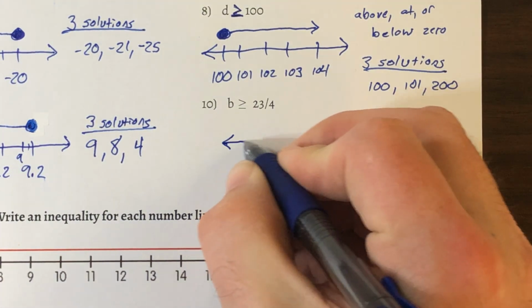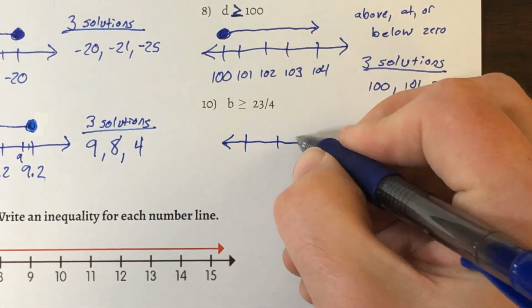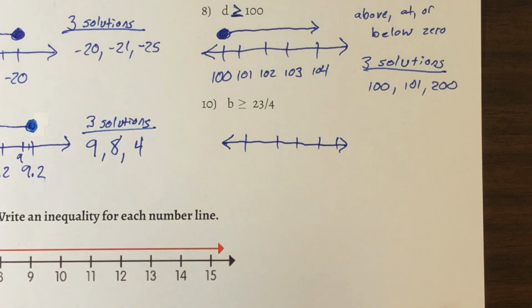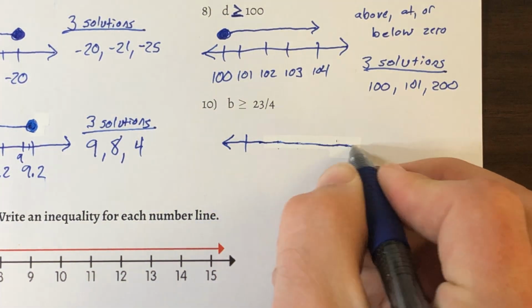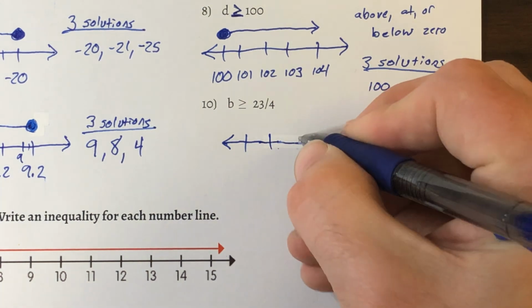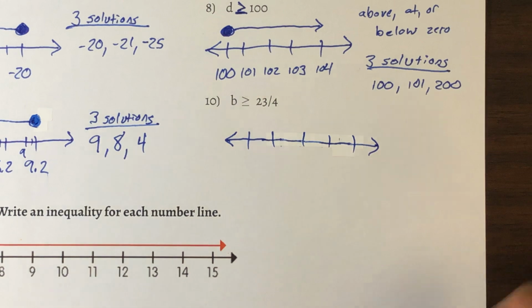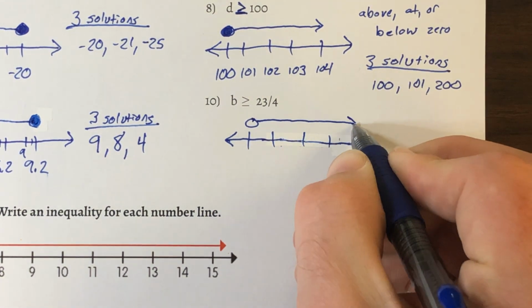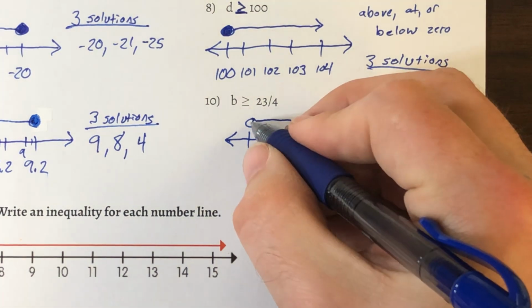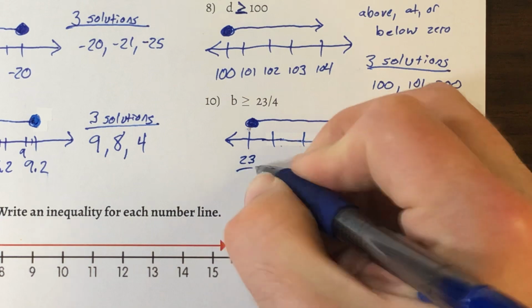B is greater than or equal to 23/4. So 1, 2, 3, 4, 5, and that's horrible. Let's redo that. What am I doing? Not paying attention, that's what. So 1, 2, 3, 4, 5. That's better. You should always space out your numbers evenly. Okay, I want numbers greater than or equal to 23/4. So I'm just going to go ahead and shade in that circle because I know it's equal to 23/4. It's going to go there.